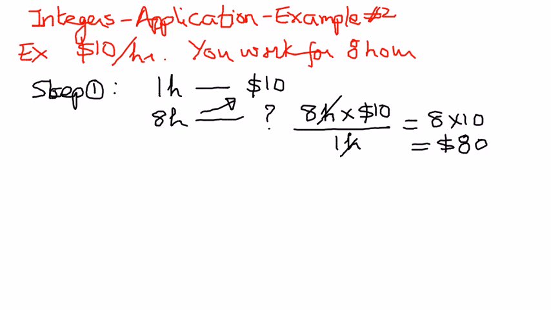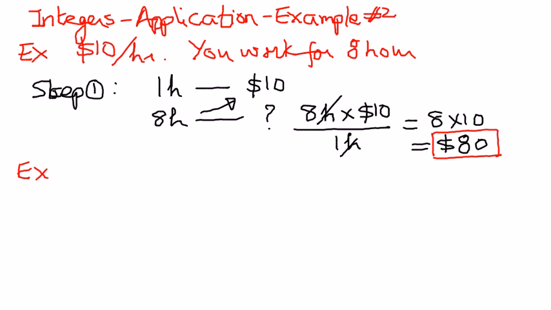If you're paid $10 per 1 hour, how much money are you getting paid for 8 hours? You're going to get paid $80 for working 8 hours. So that is how we want to apply these concepts. Let's look at another example.